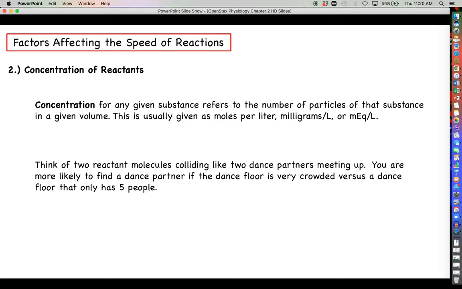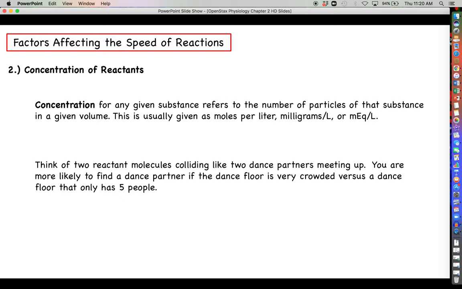So what we want to think about here is that we want to think about chemical reactions in the same way that we did for temperature, right? So for temperature, increasing the temperature increases the likelihood that two molecules are going to collide with one another. Well, it's really the same concept here. So if you think of two reactant molecules colliding like two dance partners meeting up on the dance floor, well, if you're looking for a dance partner, you're going to have a much easier time finding your dance partner if there's a lot of people on the dance floor versus a dance floor that only has a couple of people on it, right? So the more prospective dance partners there are, the much faster it's going to be that you actually end up dancing with someone.